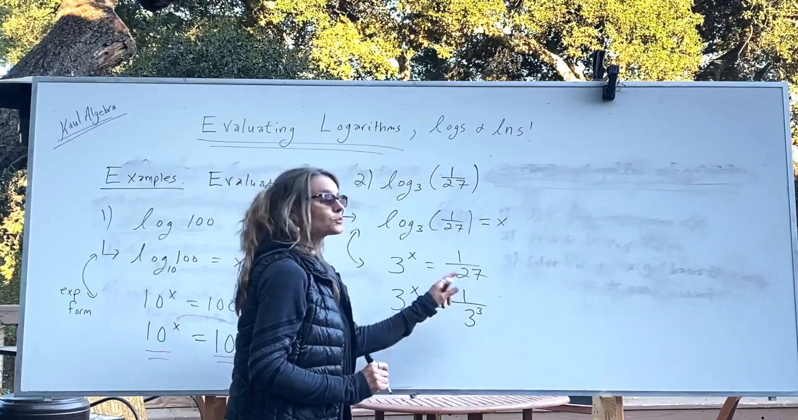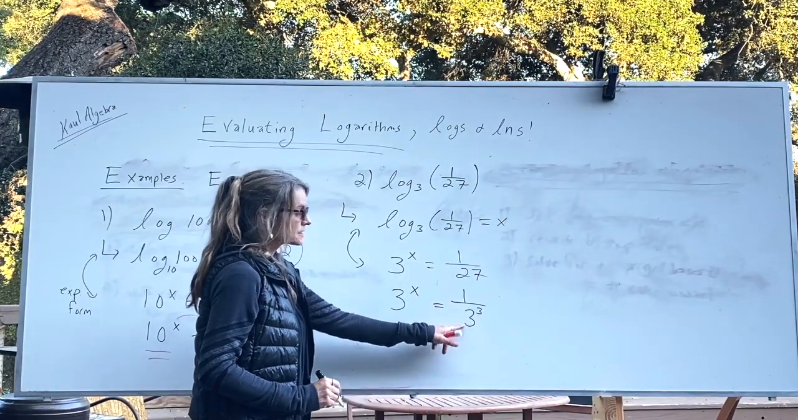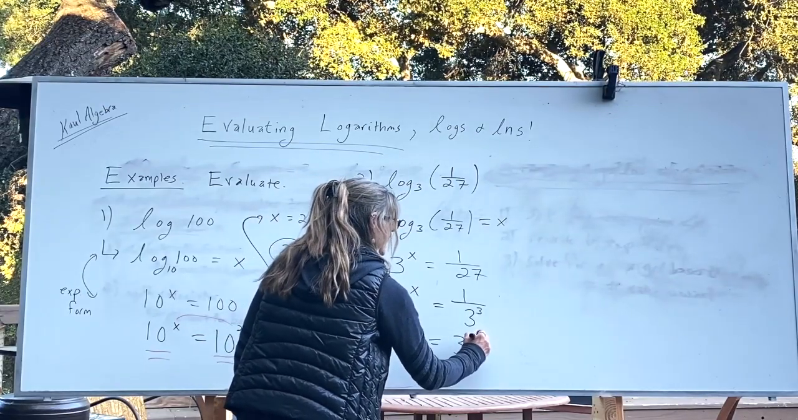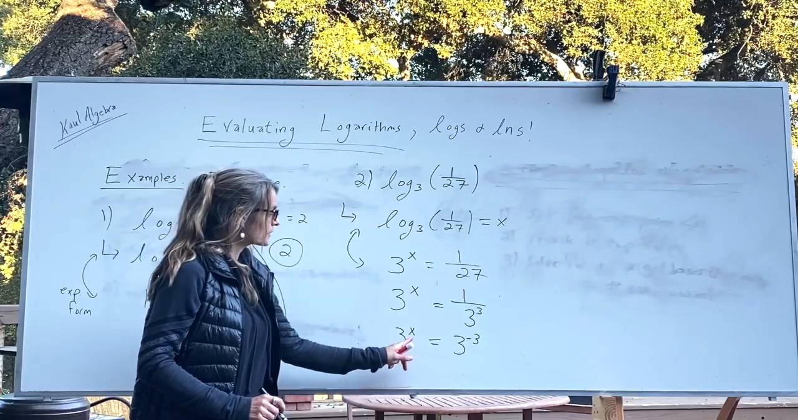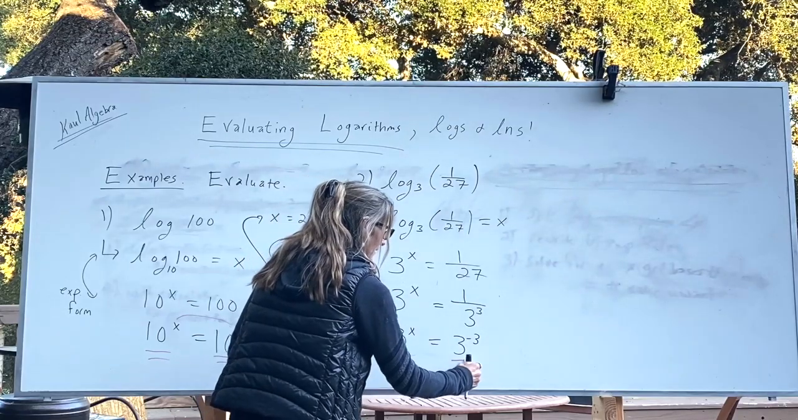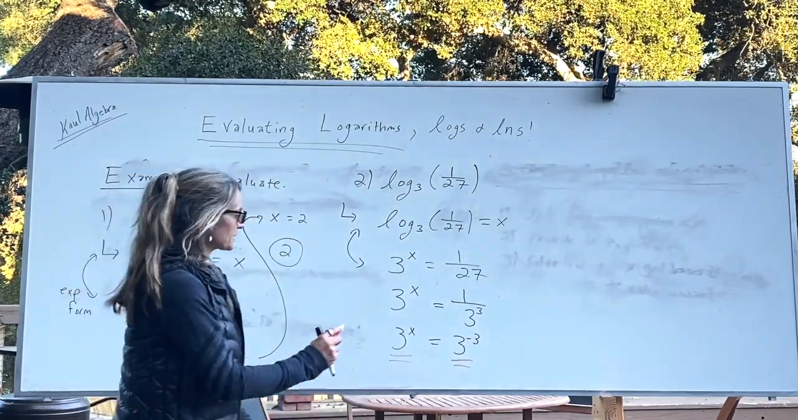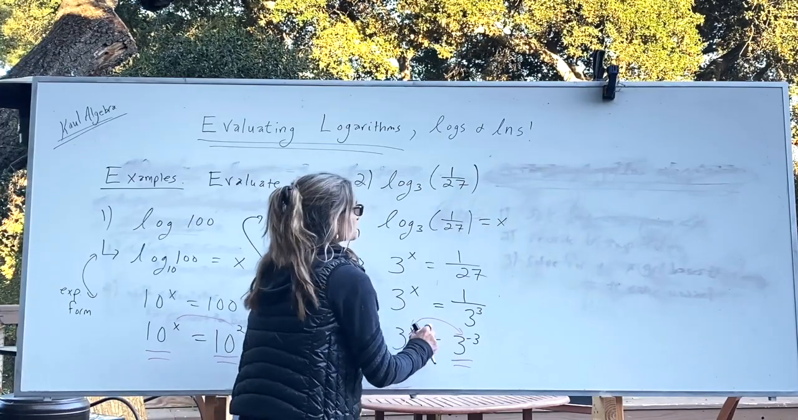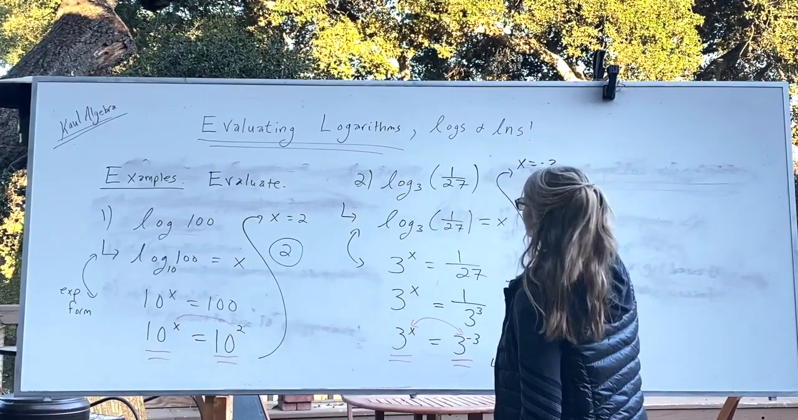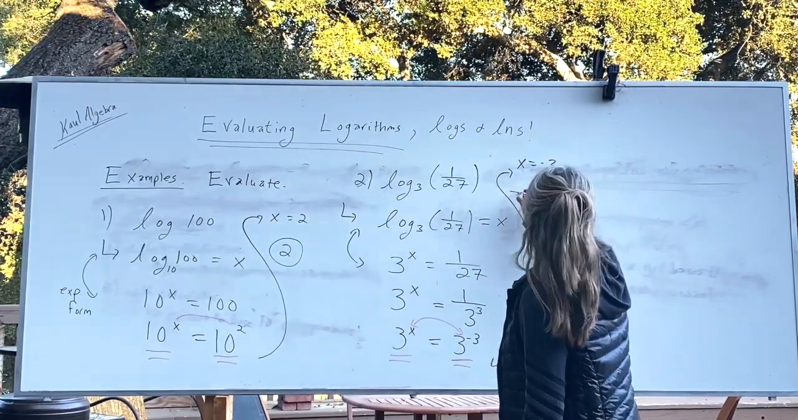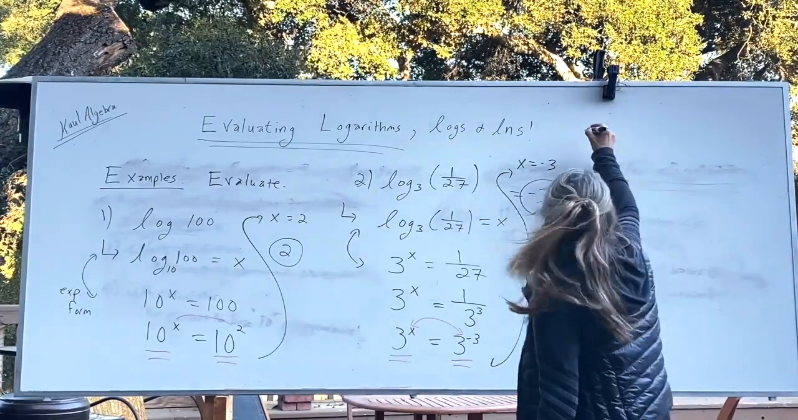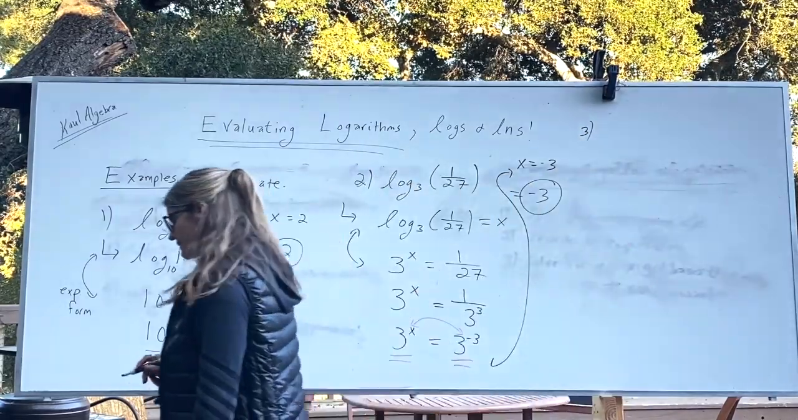So you want to recognize that 27 is a power of 3. And if it's in the denominator, you bring it to the numerator, which changes the sign of the exponent. So 3 to the x equals 3 to the minus 3. Now that I have my bases the same, I know that my exponents are equal. So x equals minus 3, and my whole expression is equal to negative 3. Okay, moving on. Let's try some other goodies.